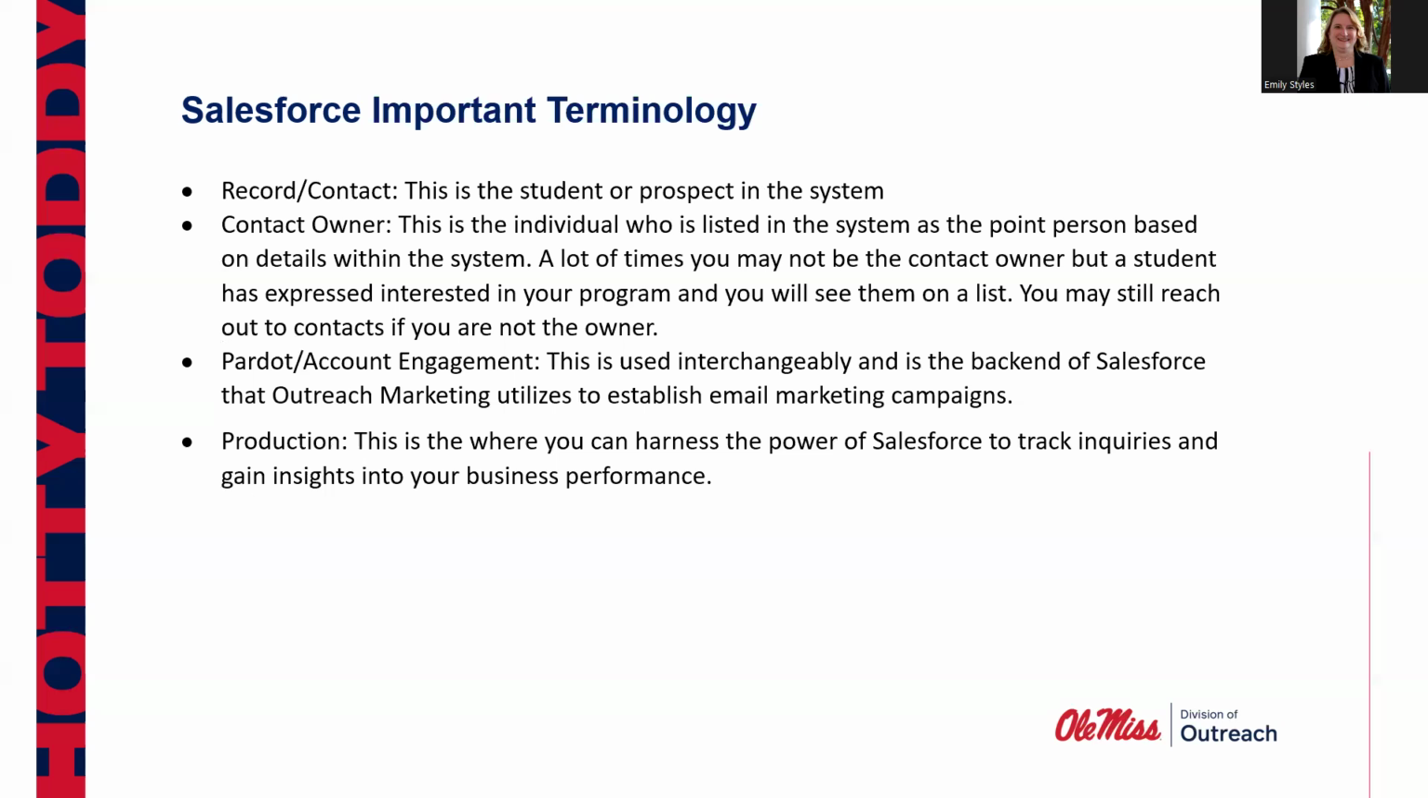Contact owner is the individual who's listed in the system as the point person based on the details within the system. However, a lot of times you may not be listed as the contact owner, but the student may have expressed interest in your program or campus, and you'll see them on your list. Even if you are not the contact owner, you are still able to reach out to those individuals, and we encourage you to do so.